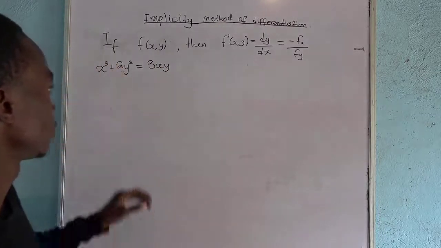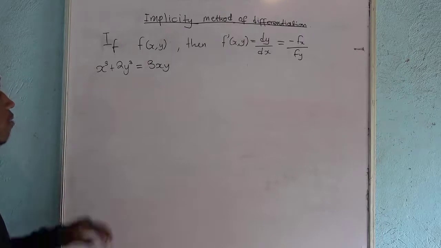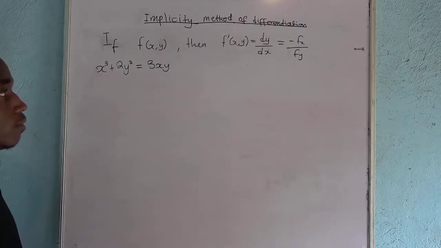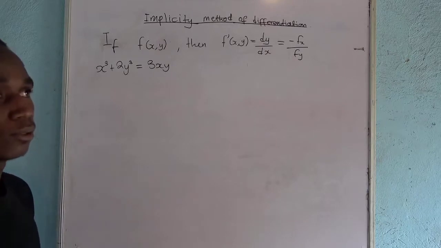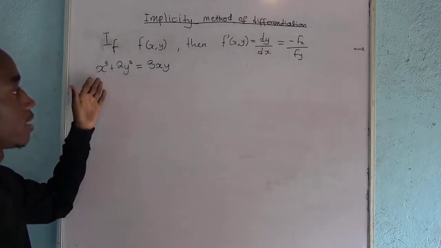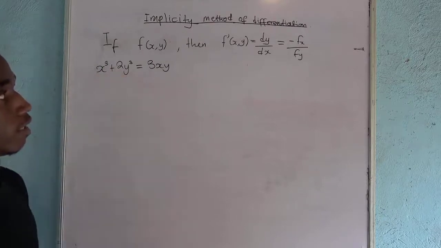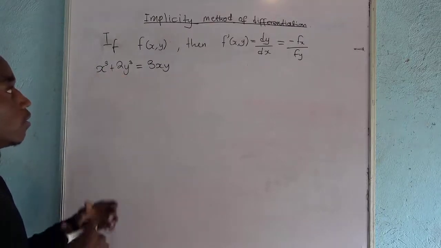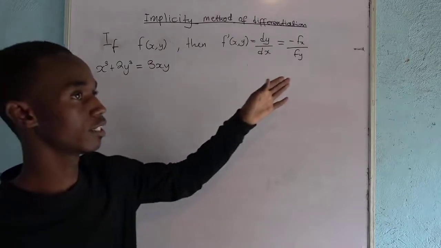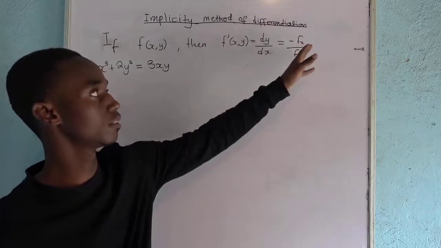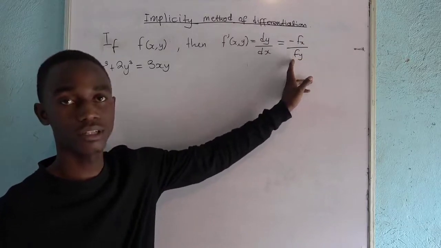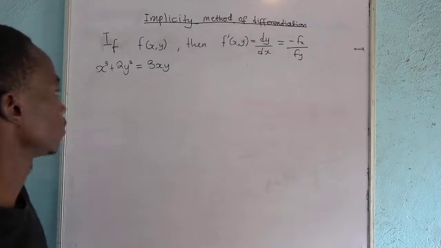So let us look at what we have on the board here. Here we have x cubed plus 2y cubed equals 3xy. We can see that this function is a function of both x and y. And then how would we differentiate it? First of all, we are going to find its partial derivatives, the partial derivative with respect to x and also the partial derivative with respect to y.